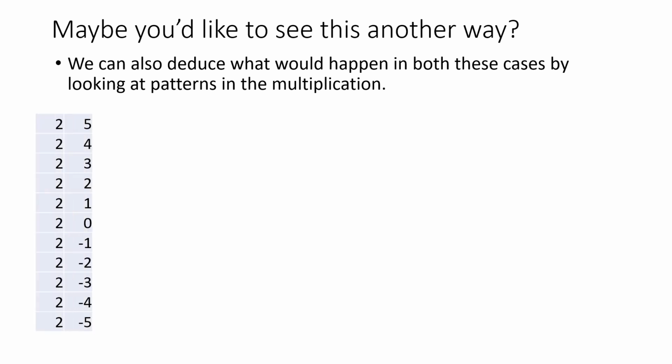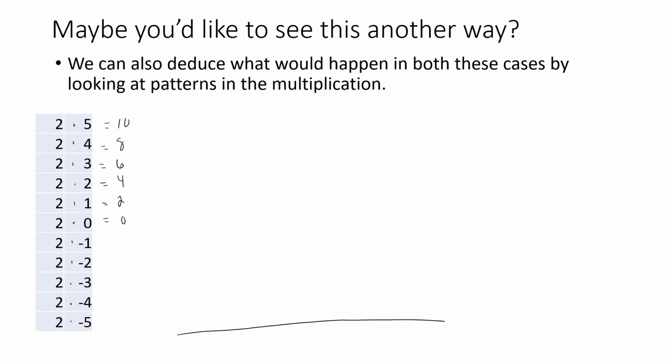So what we have here is a bunch of multiplication problems. All of these are multiplication. I did them on a table. And what we want to notice here is what the pattern is. So 2 times 5 is 10. 2 times 4 is 8. 2 times 3 is 6. 2 times 2 is 4. 2 times 1 is 2, and 2 times 0 is 0.